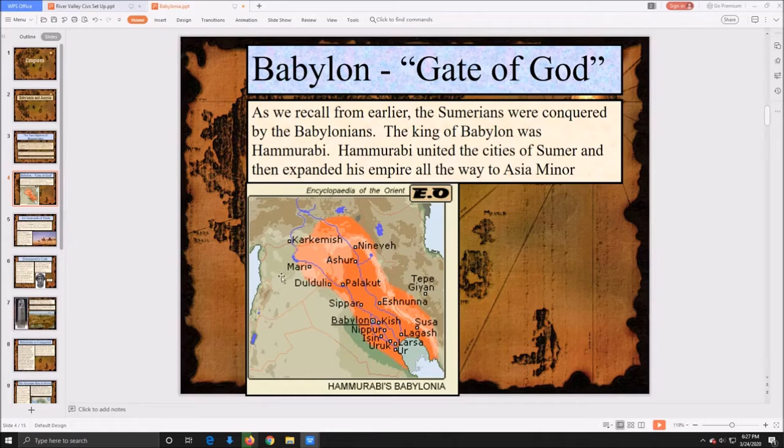If you see on my map down here in the bottom left-hand corner, Babylon is down here. So that's where Babylon is. And they eventually went around and conquered all these other cities and gained control of all this territory. Once Babylon gained control of that territory, they were an empire.